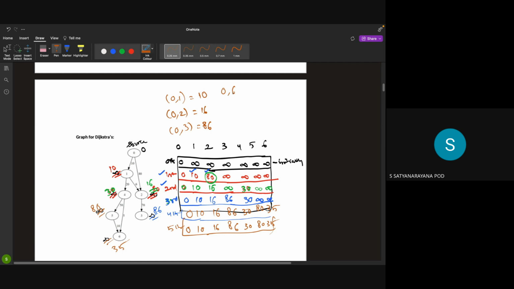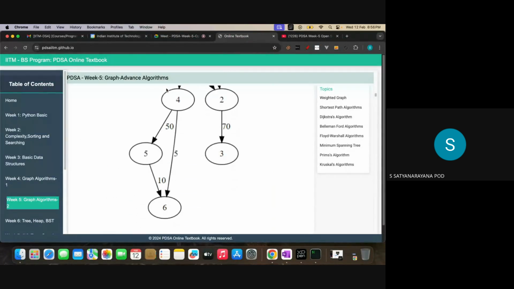0 to 4, I'm considering the last value, the reachability is 30. 0 to 5, the reachability is 80, because you require 80 rupees. 0 to 6, reachability is how much? It's 35. So this is always one source. From the source to all other vertices, we try to find the minimum cost or shortest path, using that optimized path.